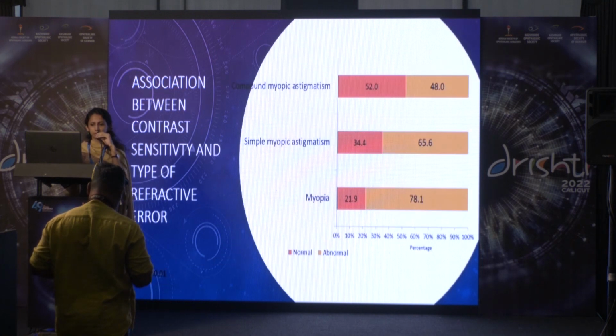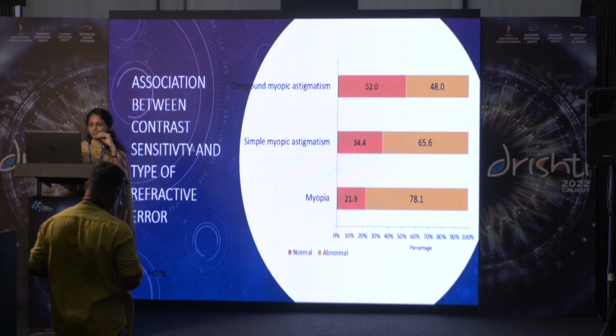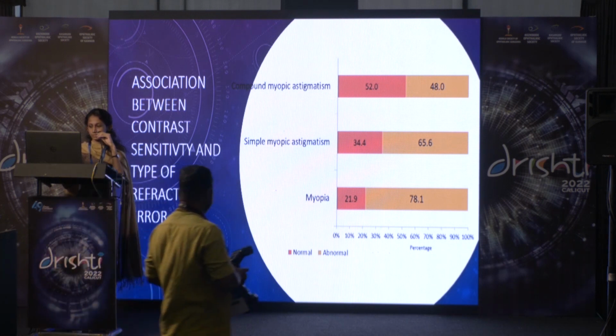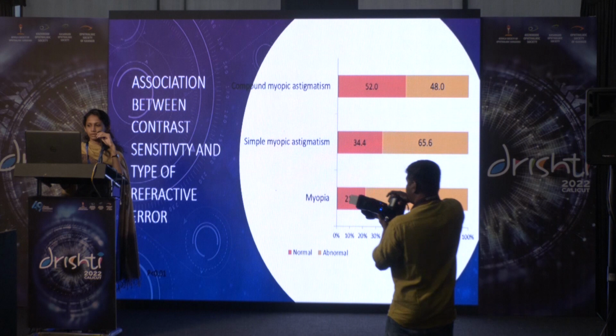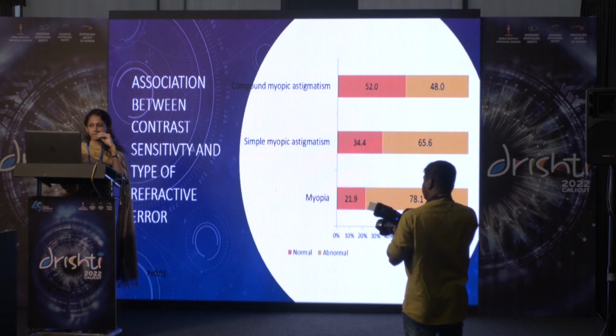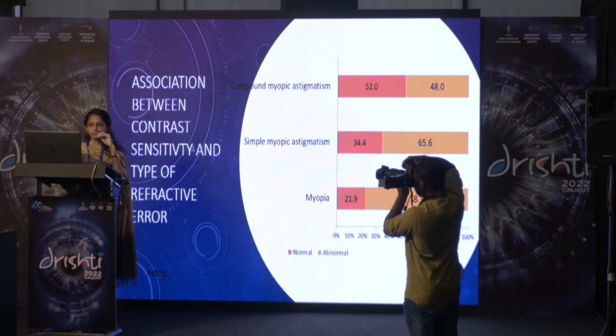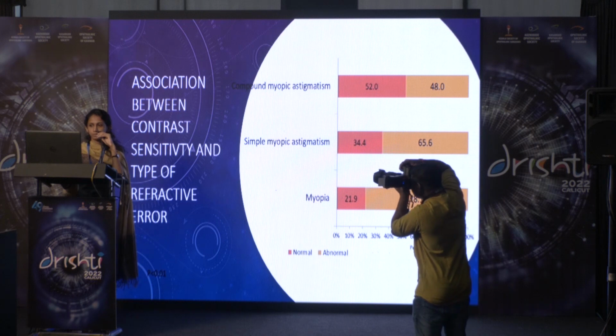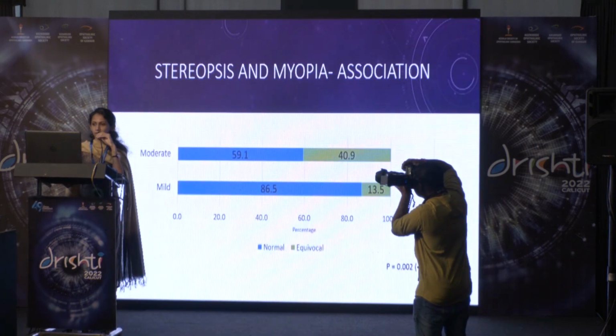Now coming to type of refractive error and contrast sensitivity, we had the following results. We can see a strong relation between the presence of myopia and decreased contrast sensitivity, and it was found to have the strongest association with myopia. 78% of patients with myopia had poor contrast sensitivity, followed by simple myopic astigmatism and compound myopic astigmatism.